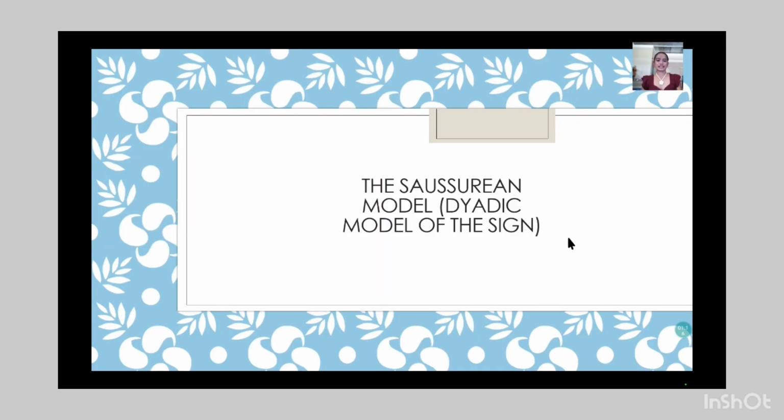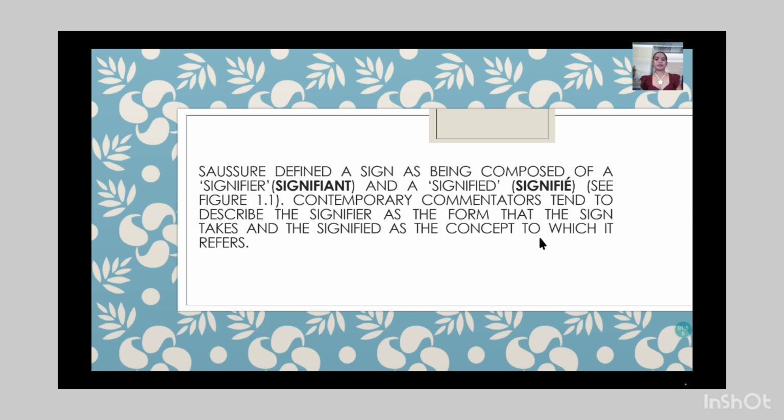First, let us discuss the Saussurean model, the dyadic model of signs. Saussure's model of the sign is in the dyadic tradition. Prior advocates of dyadic models, in which the two parts of a sign consist of a sign vehicle and its meaning, included Augustine in 397, Albertus Magnus, and the scholastics of the 13th century. Saussure defined a sign as being composed of a signifier, or signifiant, and a signified, or signifié. Contemporary commentators tend to describe the signifier as the form that the sign takes and the signified as the concept to which it refers.